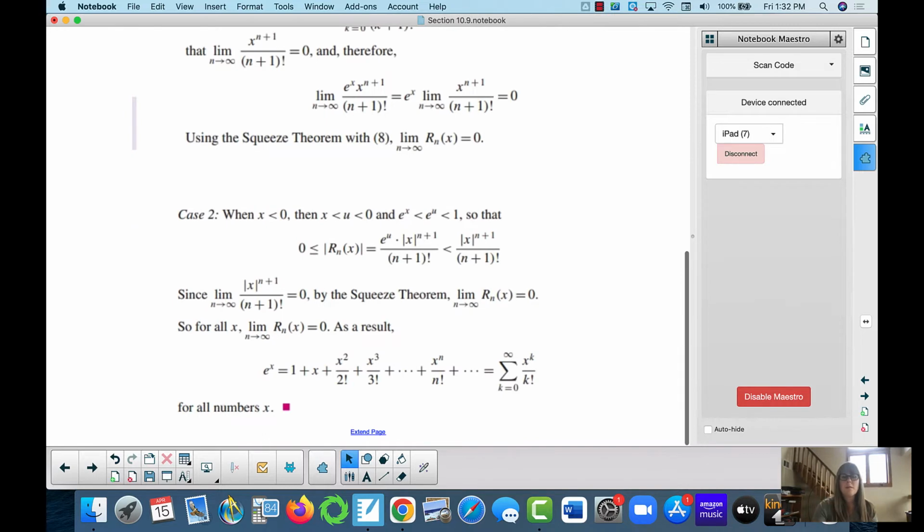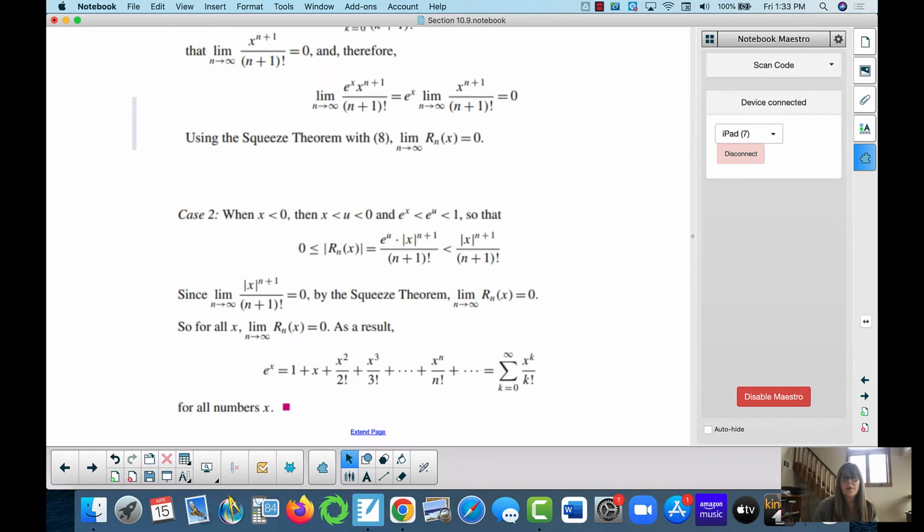We can do the same thing on the other end when x is less than 0. And so this is our interval here. Works the same way. We'll use the absolute value here and say 0 is less than or equal to the absolute value of our remainder. So once again, we get that limit for that remainder as n approaches infinity is 0, and therefore we've proven that e to the x really does converge.